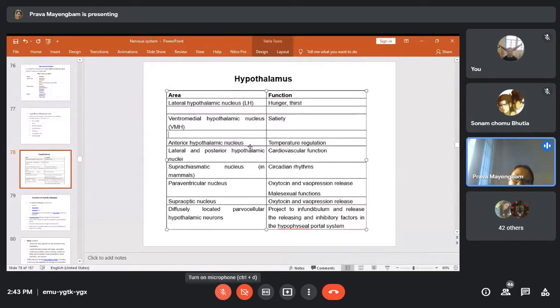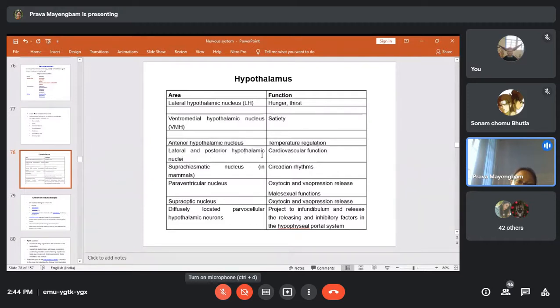Then the anterior hypothalamic nucleus is associated with temperature regulation. That is why, many times when you have fever, as a practice we put cold water on our forehead, because this portion of the hypothalamus is towards the anterior hypothalamic nucleus. That's why we try to cool down. You remember like that. So the anterior hypothalamic nucleus is associated with temperature regulation.